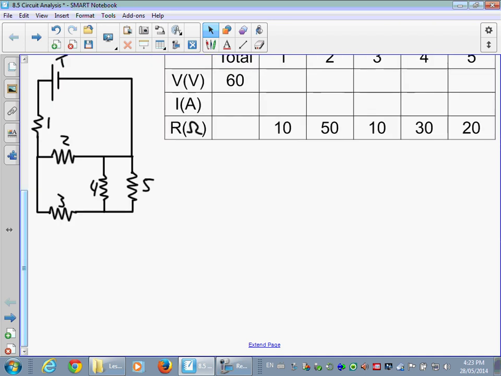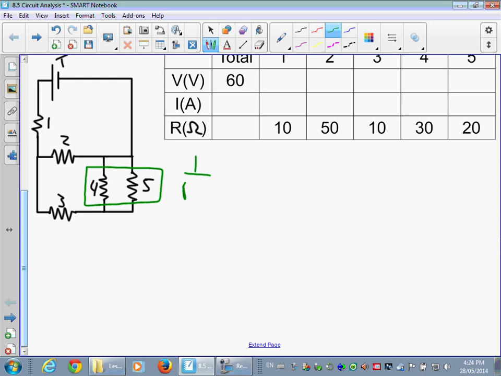So the first thing we need to do is group resistors. And so find 2 resistors that are either completely in series or completely in parallel. Pause this if you can't identify where those 2 resistors are, and come back to it in a second. So the 2 resistors that we can group together are resistors 4 and 5. So they're in parallel with each other.